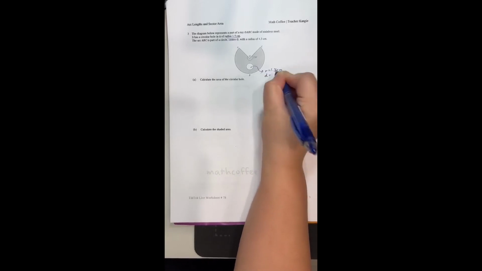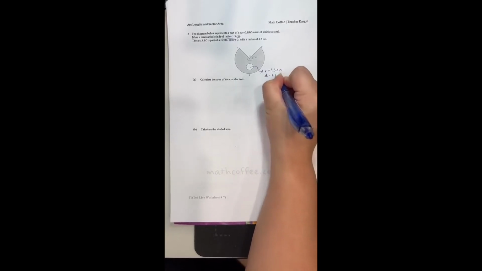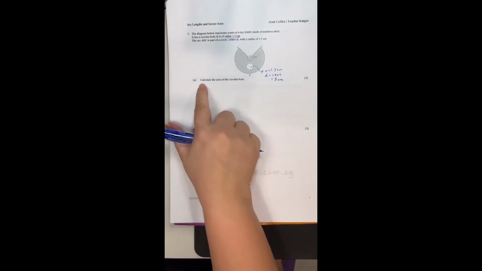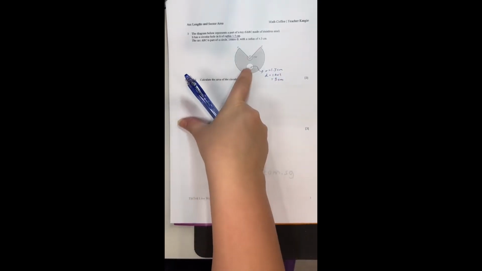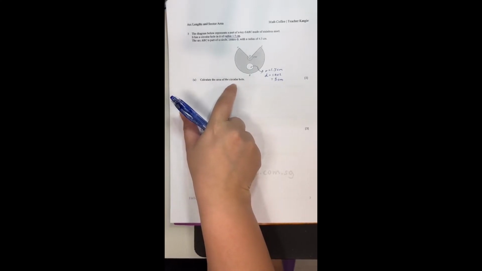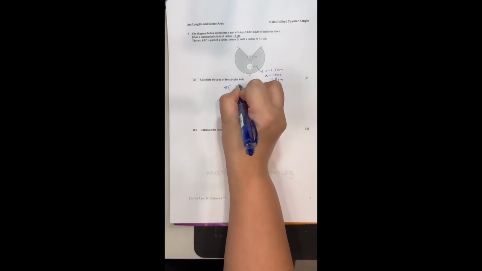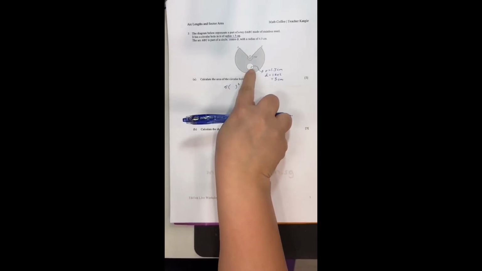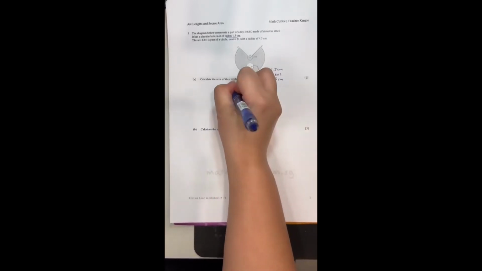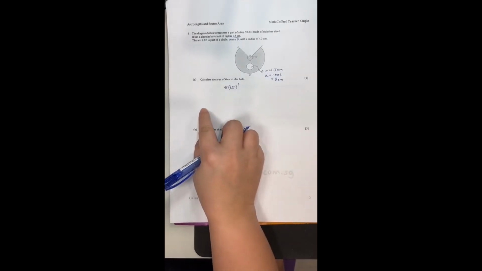You can also straight away write out what's the diameter, which is 1.5 times 2, so it's 3 cm. So they asked to calculate the area of the circular hole. Area of a circular hole, because it's a full circle, is straight away just pi r squared. And because it's referring to the small circle, the radius of the small circle is 1.5. So throw in the 1.5. Again, check whether they asked me to use any particular pi.